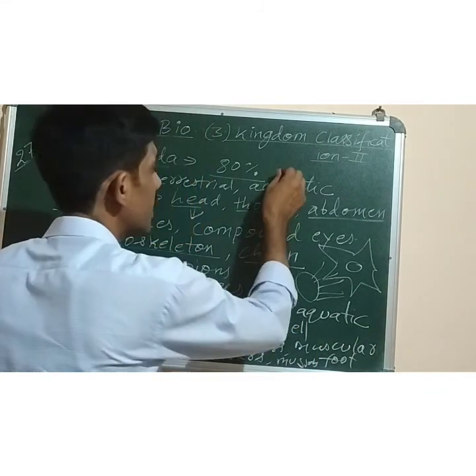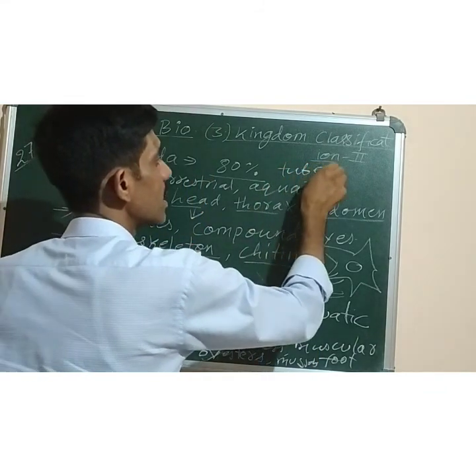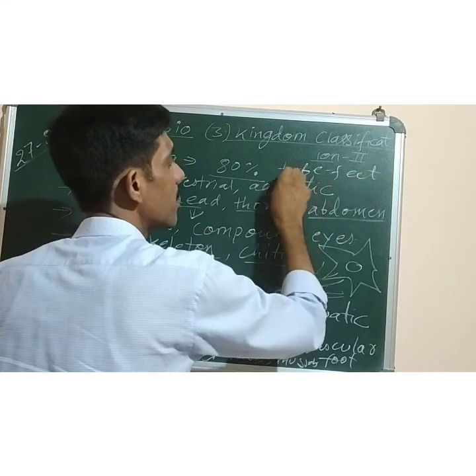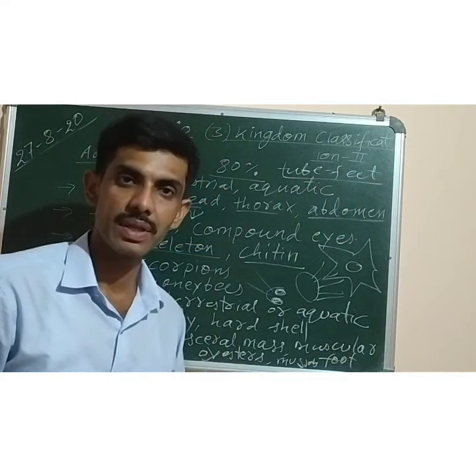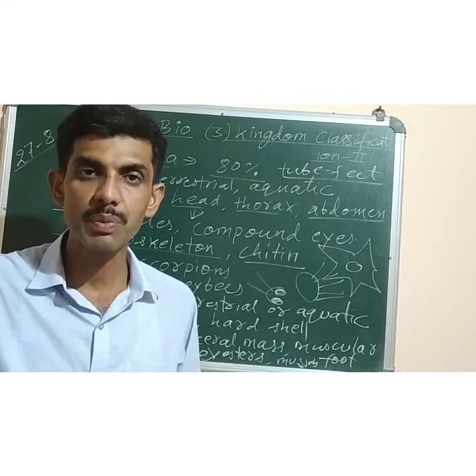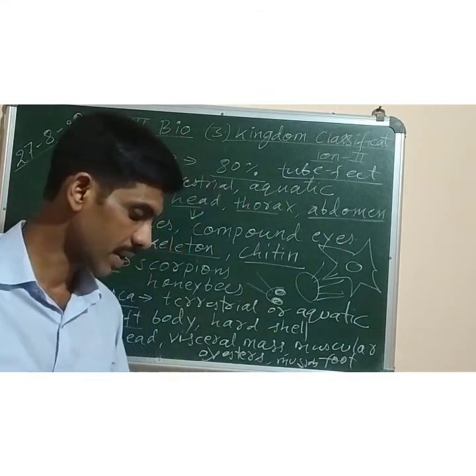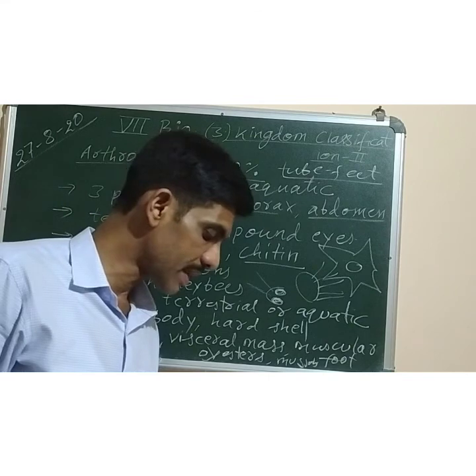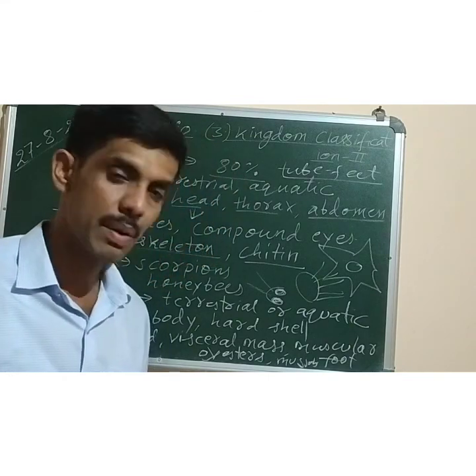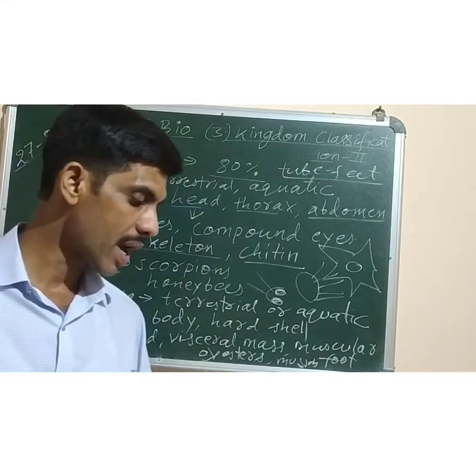So if asked what is the function of tube feet, the tube feet is the organ of locomotion in starfish. So if asked how do starfish move, they move with the help of an organ called tube feet. Examples are starfish and sea urchins as well as brittle star. Now next we have vertebrates.